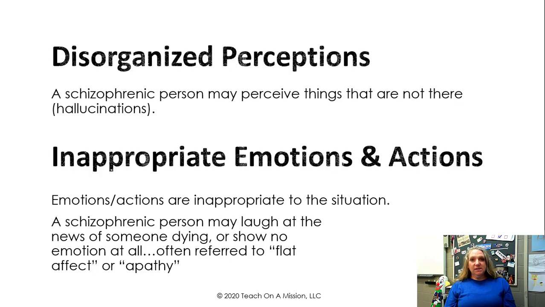The second way we see schizophrenia is through disorganized perceptions. A schizophrenic person may perceive things that are not there. They're hallucinations. They are seeing things, and that's the break in reality. They might see spiders crawling up the wall. There are no spiders crawling up the wall, but that's what they see. That goes into that hallucination.